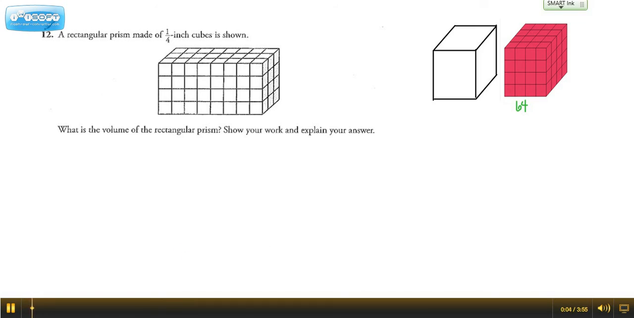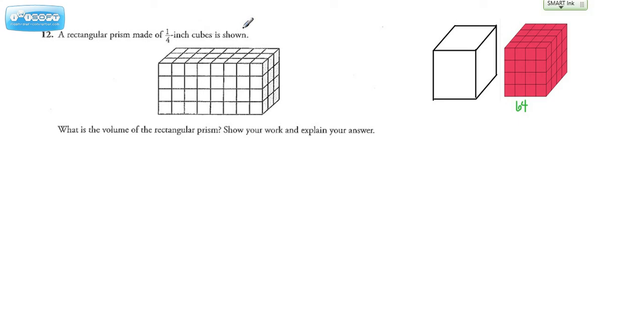We're taking a look at number 12 from the L31. A rectangular prism is made of quarter-inch cubes as shown. So here they are. What is the volume of the rectangular prism? And I'm assuming they want that in cubic inches. Show your work and explain your answer.